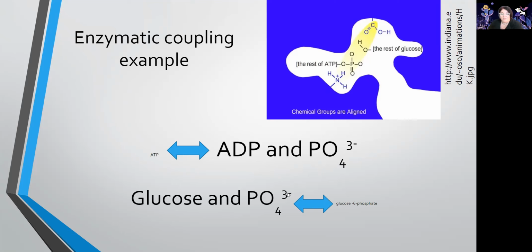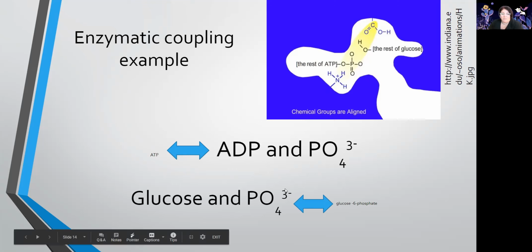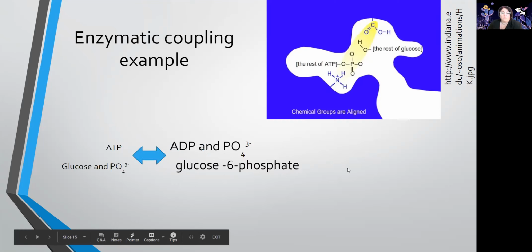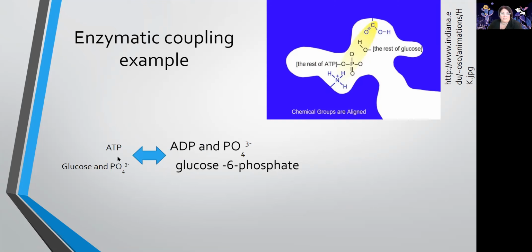And if you look down here, you need one of those phosphates and we need to basically push this arrow to the right so that we can actually get how much glucose 6-phosphate we need. So when you couple them together, the reaction looks like this. You put the ATP and the glucose together, and then the ATP will break down on its own, and as it's doing that, it will transfer the phosphate to the glucose.